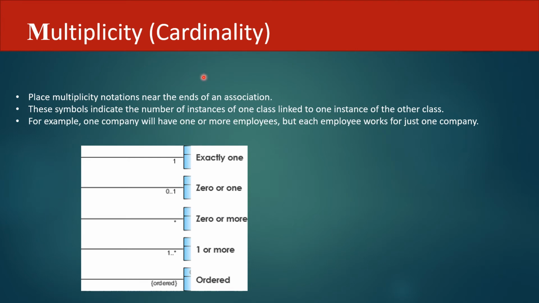Now what is multiplicity? Multiplicity indicates the number of instances of one class linked to an instance of another class. You can place a multiplicity notation near the end of the association. For example, one company will have one or more employees, but each employee works for just one company. So this shows the cardinality.